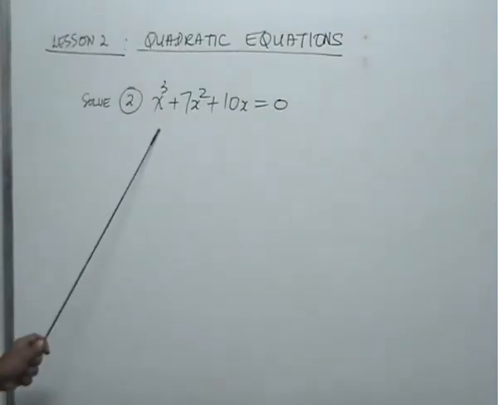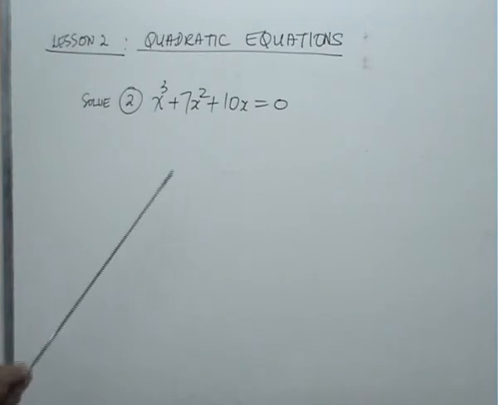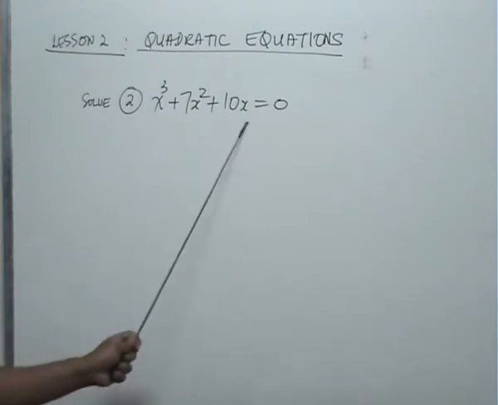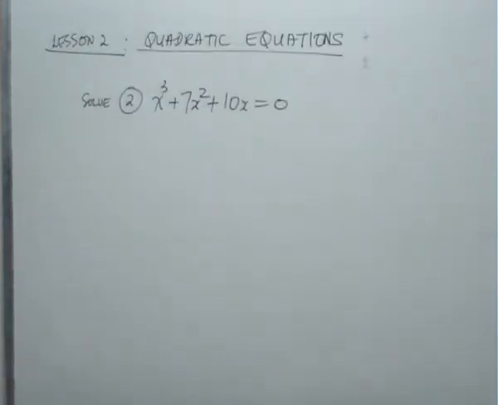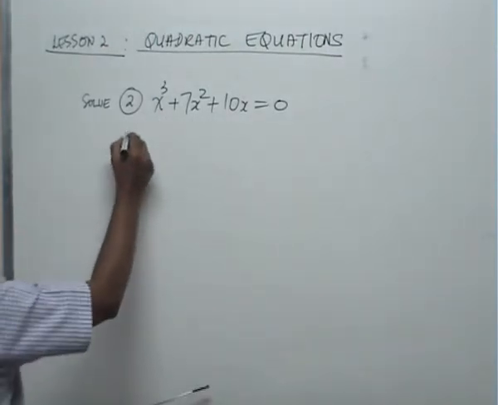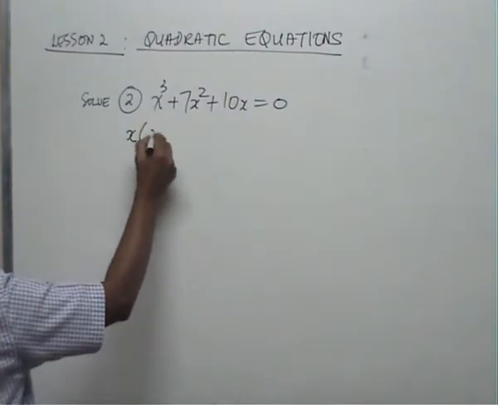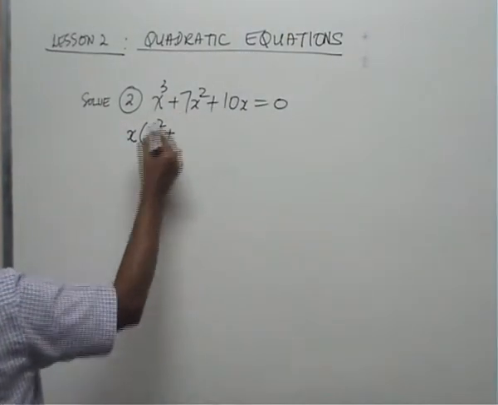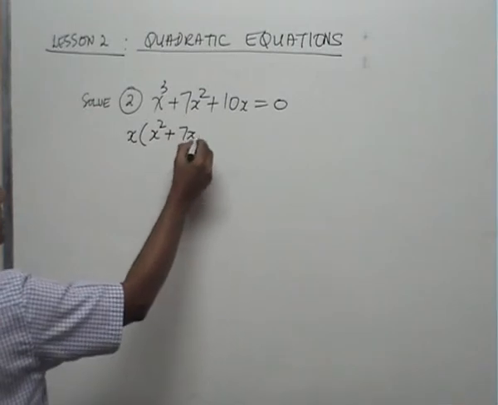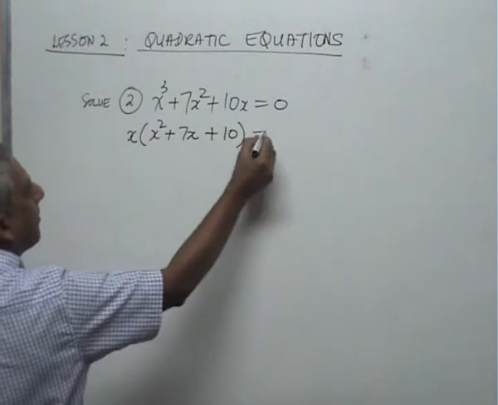Alright, here we have example 2. X cubed plus 7x squared plus 10x is equal to 0. So what you do, the moment you look at this, factorization comes into your mind, that you have common factor x. So you straight away remove common factor x. If you divide that by x, you're left with x squared. You divide that by x, you're left with 7x. You divide that by x, you're left with 10.